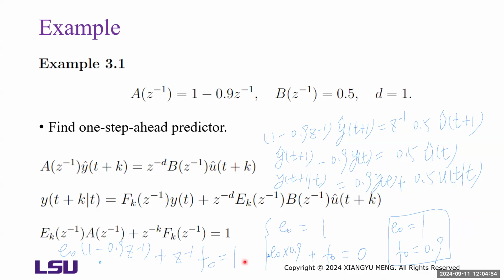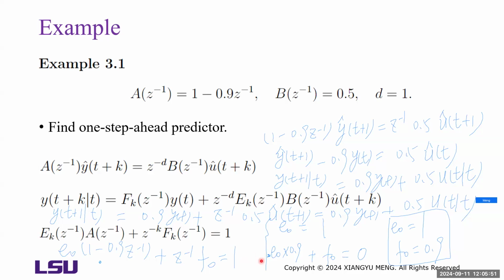Then by using this formula, K here is 1. So y t plus 1 given t. F1 here is 0.9, so F0 is 0.9, times y t. Then E1 is just E0, which is 1. Then we have B, just 0.5, times u hat t plus 1. Then it will be 0.9 y t plus, because z inverse represents time delay, 0.5 times u. The time delay of u t plus 1 will be just u t.